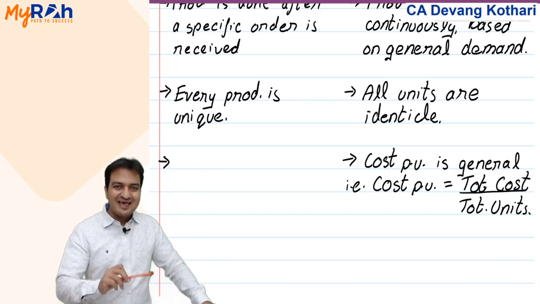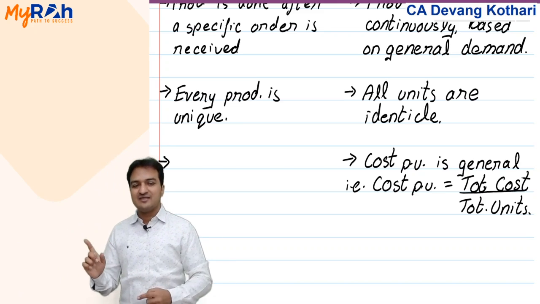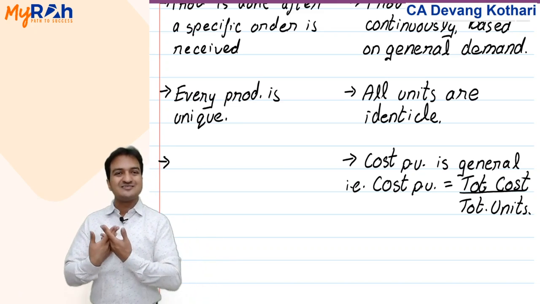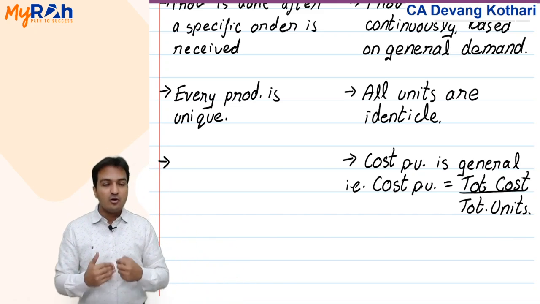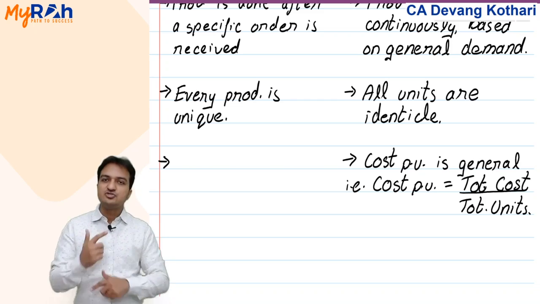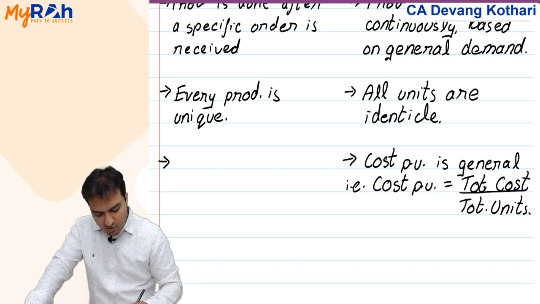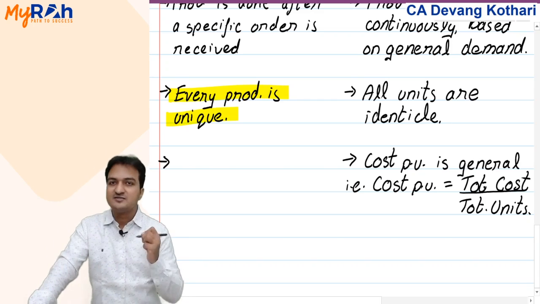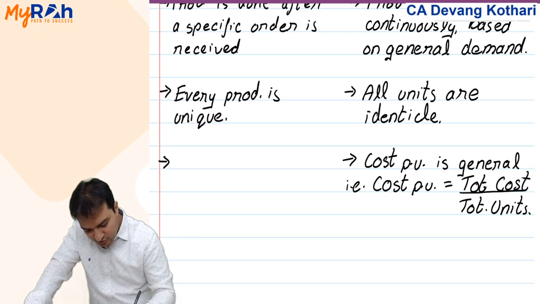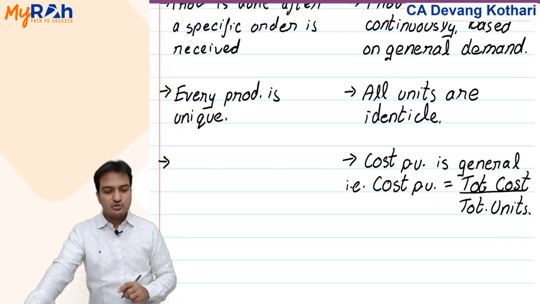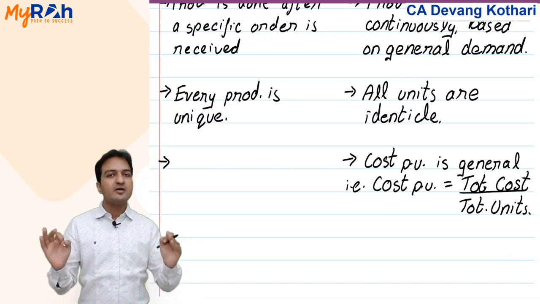But tell me, can the tailor or fashion designer do the same thing? Total cost of stitching all sherwanis divided by total number of sherwanis. Can he do that? No. Why not? Well, he cannot have a general cost calculation, because in his business every product is unique, every product is different. So in his business, he needs to calculate cost per unit separately for every single order that he gets.